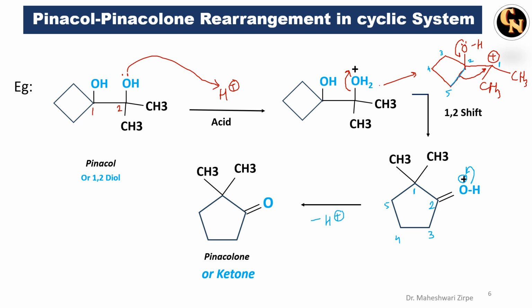Now students, you should remember that in the first step we used the proton from the acid, and in the last step we give back the proton which we have used. So in a Pinacol-Pinacolone rearrangement, the acid proton whatever we have used in the first step is given back to the acid in the last step. This way we get an expansion of the ring and formation of a ketone, which is pinacolone. It is very easy, students.